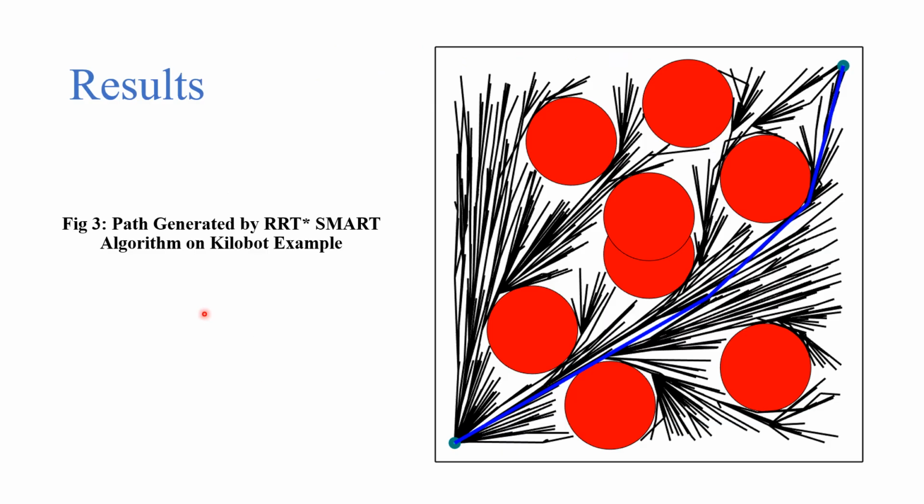Results. Here on the right, we can see a figure showing the path found by the RRT-Smart algorithm on the kilobot example. We can see here that the tree was actually successful in finding an optimal or a near optimal path, as can be seen here in blue, which is actually not that far-fetched, because as we said, the RRT-Smart algorithm is actually based on the RRT-star algorithm. So it's asymptotically optimal, meaning it's guaranteed to find an optimal path if the number of nodes tends to infinity.